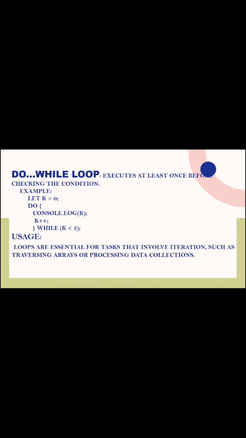Finally, the do while loop. The do while loop executes at least once before checking the condition. Here is the example for the do while loop. Loops are essential for tasks like iterating through arrays and processing data efficiently.